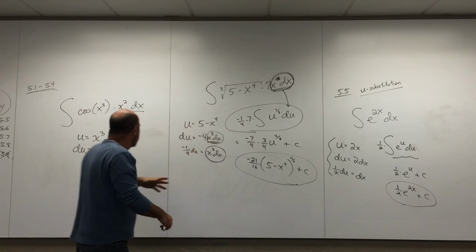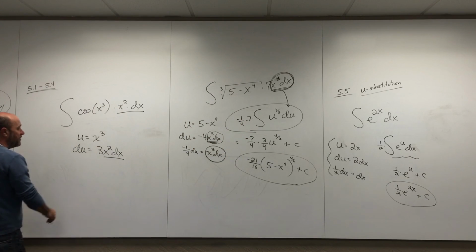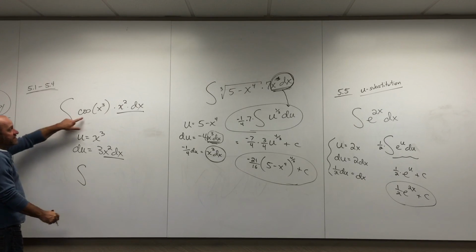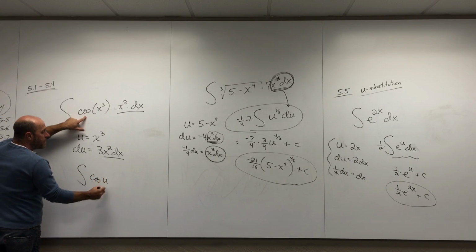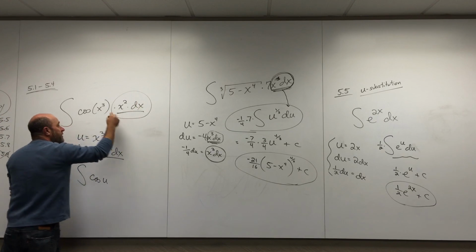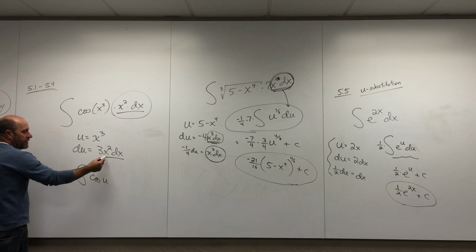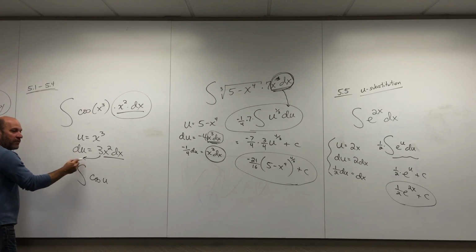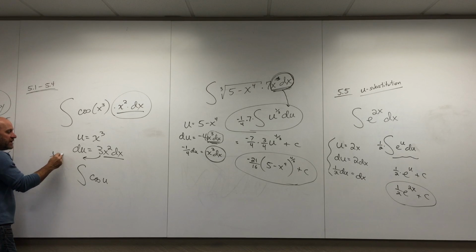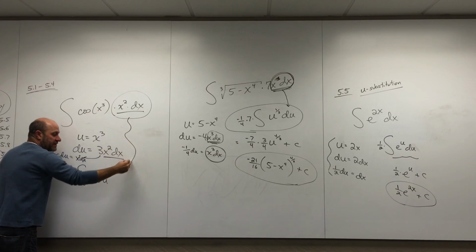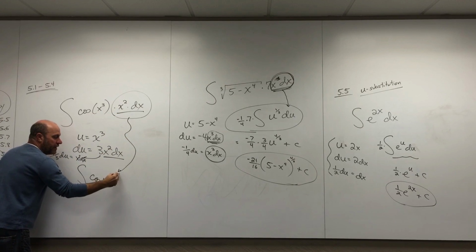So this makes me happy. This is perfect. If I want to replace all this, here I go. This is cosine u. And what is all this? Can you tell me what that is? 1/3 du. Good job. I usually like to move it over for you so you see it more clearly, but you were right. 1/3 du is x squared dx. So that gets replaced with 1/3 du.